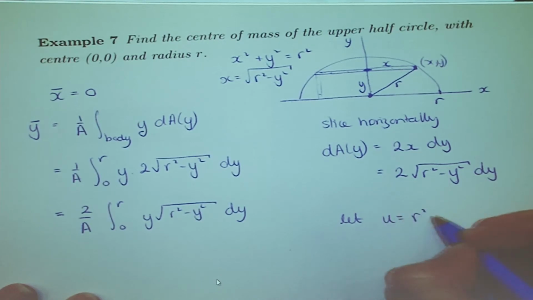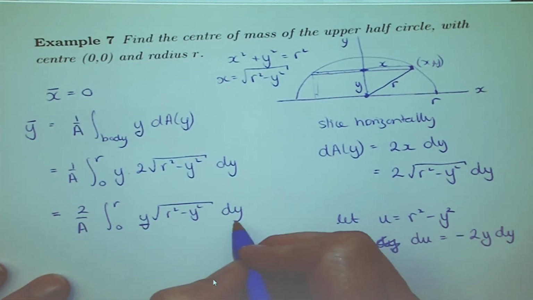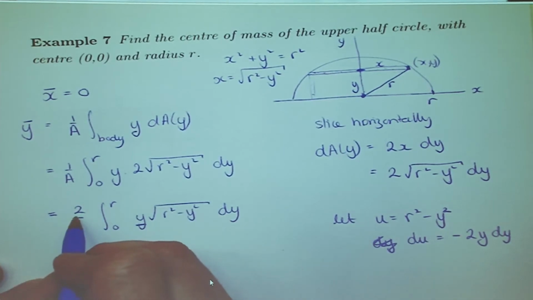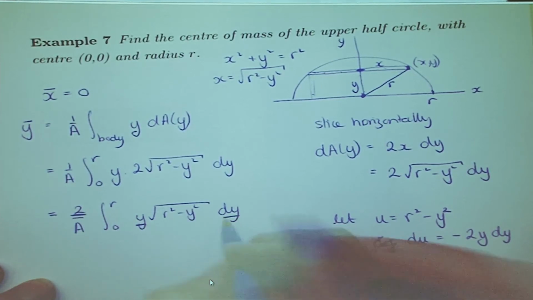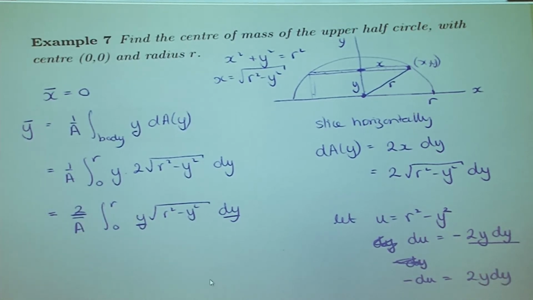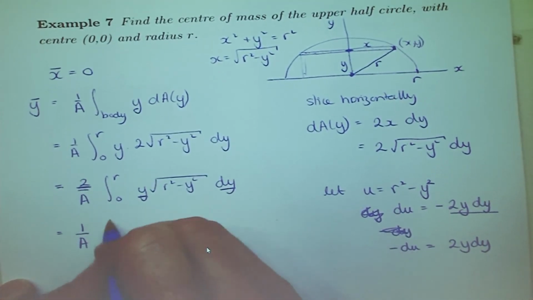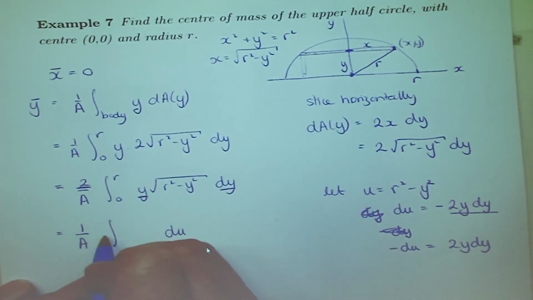Let u equal r squared take y squared. Then du is equal to minus 2y dy. Here's a y, and look, there's a 2 here as well. Let's use that 2, shall we? Here's a 2, here's a y, and here's a dy. du equals minus 2y dy. So we get a minus one half, because we got rid of that 2 into here. The y dy is going to turn into a du with a minus sign, and this will be the square root of u.